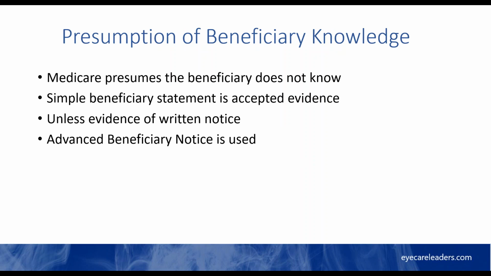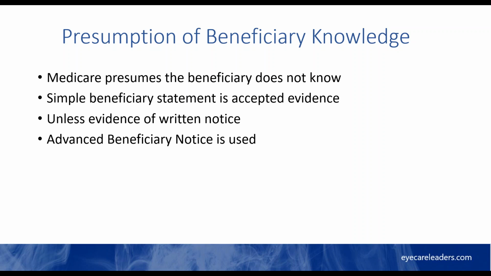Okay, so we have the presumption of beneficiary knowledge. Here, Medicare presumes that the beneficiary doesn't know that the services are not covered. A beneficiary statement that they didn't know without evidence otherwise is acceptable for that limitation of liability. This means without written evidence that the beneficiary was notified, the patient cannot be held responsible for denials where limitation of liability applies. So the advanced beneficiary notice is used as evidence that knowledge of this has been given to the beneficiary and that they are now liable for that.